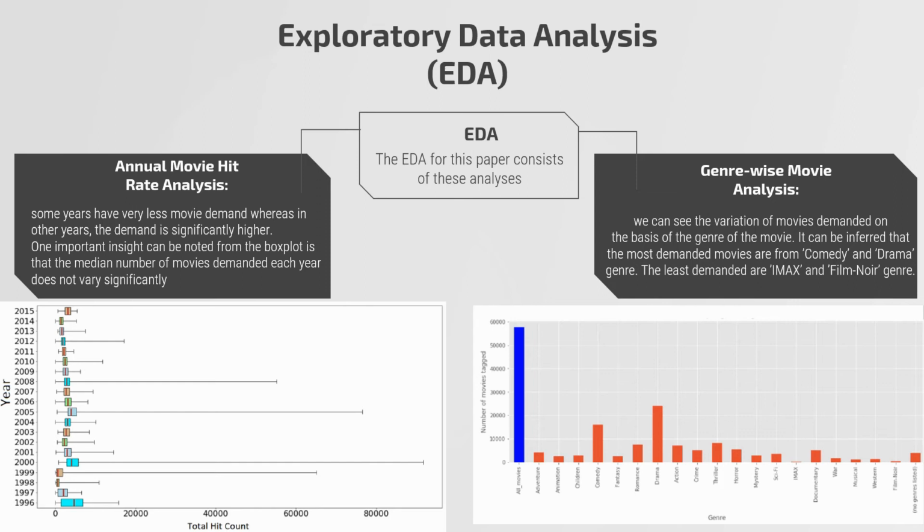Then comes the genre-wise movie analysis. Here we can see that the most popular movies are comedy and drama movies, and the least demanded ones are IMAX and film noir genre. So this helps us to gain an insight as to how the underlying property of a movie might influence its popularity.